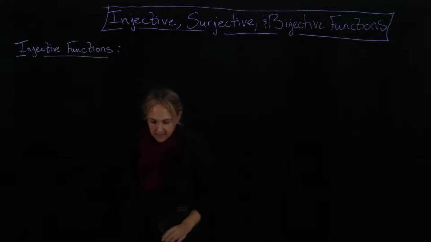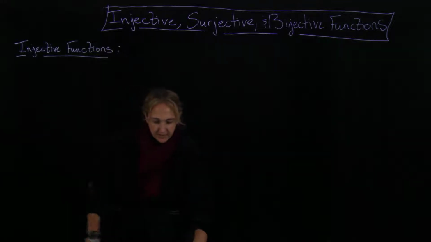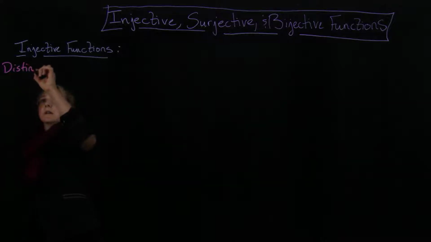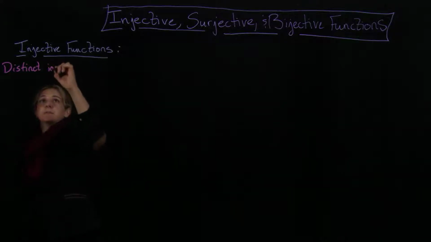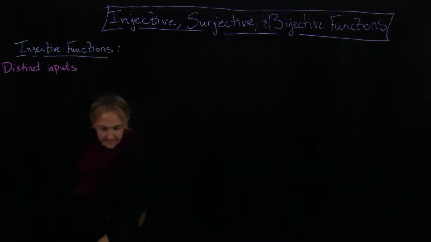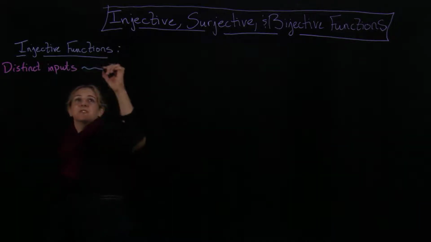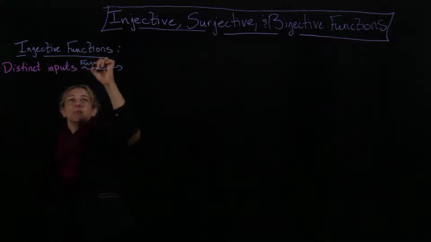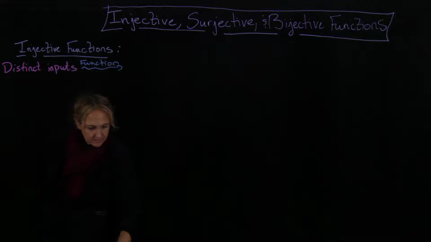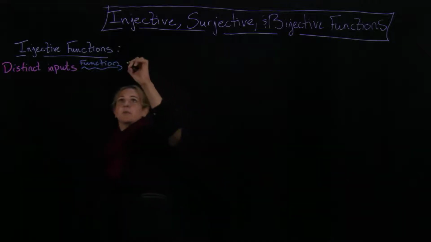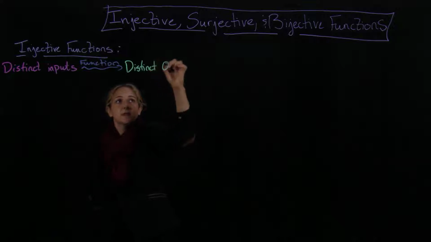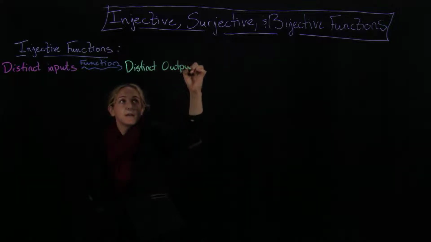Okay. So what happens with injective functions is if you have distinct inputs, so two different inputs, then when you stick those two distinct inputs into your function, what you get out will have to be distinct outputs. So you don't stick two different things in and get the same thing out, right?